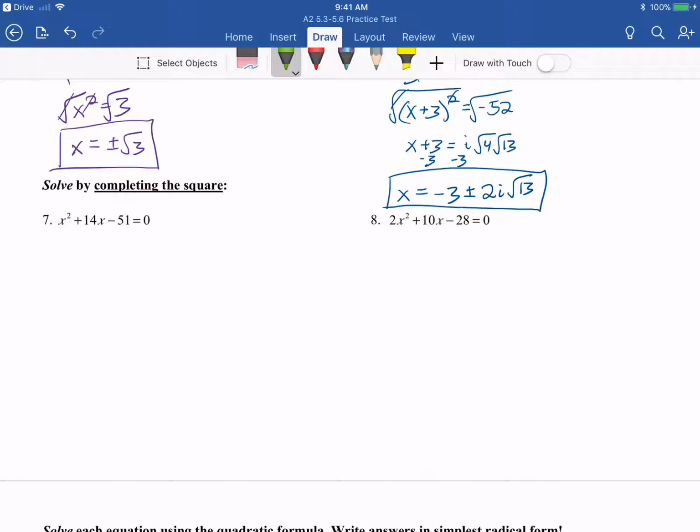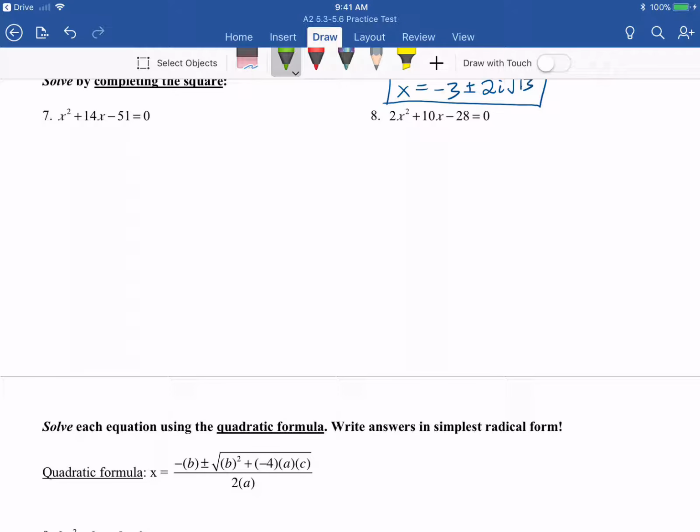Number 7, solve this one by completing the square. So that's that 5, maybe 6-step process that we've been talking about in class. That first step, you have to add 51 to the other side. So I'm going to add that 51. And then now here's where we add those boxes in. So I have x squared plus 14x plus box is equal to 51 plus box.